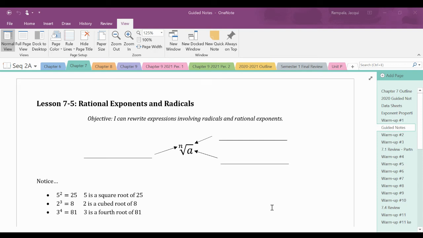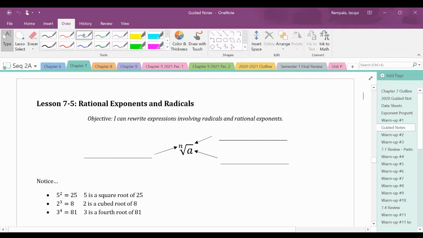Today we're going to be looking at lesson 7.5, which is called Rational Exponents and Radicals. So the objective today is to rewrite expressions involving radicals and rational exponents. So let's take a look at what we have here. We have an N, there is a symbol, and then there's an A underneath it. We have vocab for each of these terms. So let's get to it.